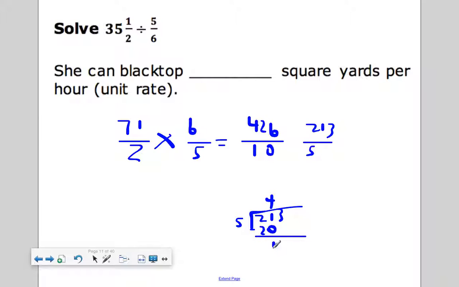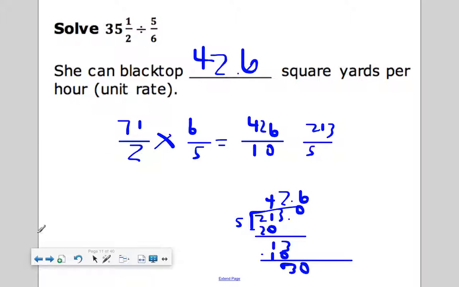Bring down the 1, bring down the 3. How many 5s go in 13? 2 times. Subtract that, it's 3. I need to get rid of this. How do I get rid of this decimal? Put a 0, bring it down. How many 5s go in 30? 6 times. So she can blacktop 42 6/10 square yards per hour.